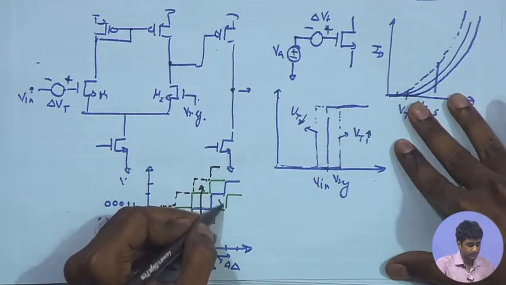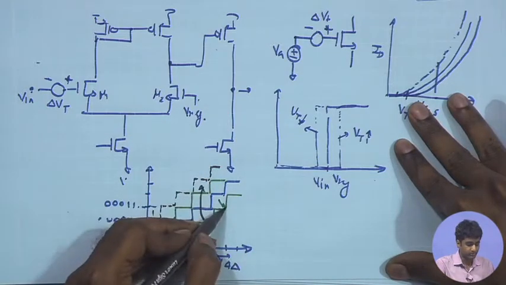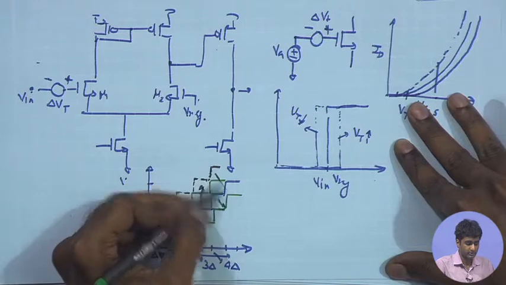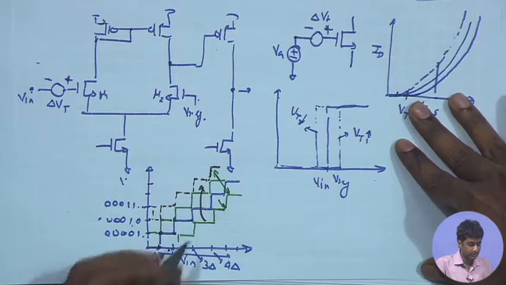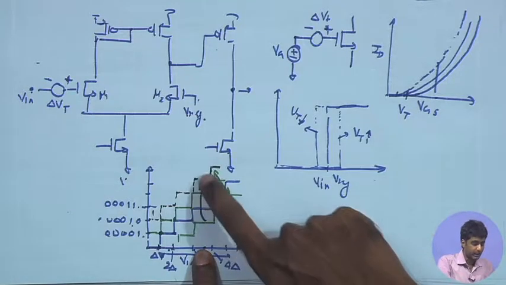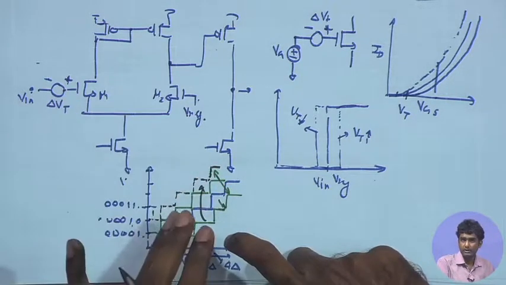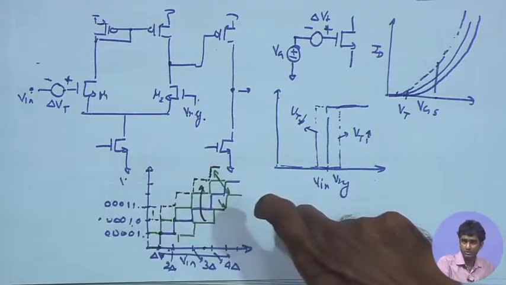So, suppose this is the characteristic that the comparator with the PMOS input device is having. It is significantly shifted with respect to the characteristic that the NMOS comparator is having. Therefore, for a given input signal, the output of the NMOS and the PMOS comparator will be different, and as a result you are going to have different digital words coming out of those two.